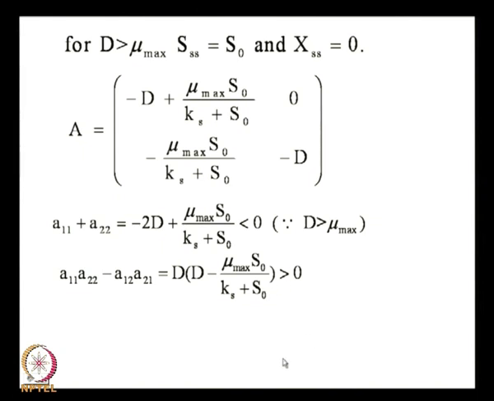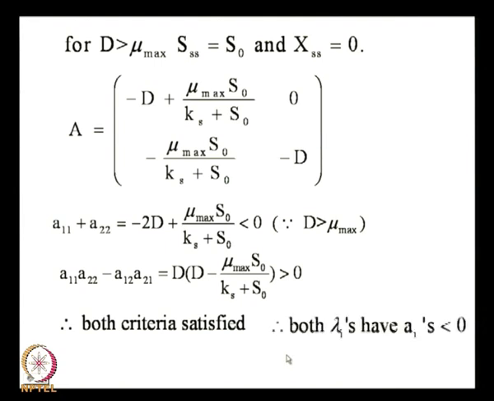So, what we figured out is that the trivial steady state is also stable. Okay. So, both criteria are satisfied and both lambdas are negative. So, the trivial steady state is also stable. Okay. Is that clear to all of you, or do you want me to repeat any parts of it? Okay. I am going a little fast because I want to finish some things.